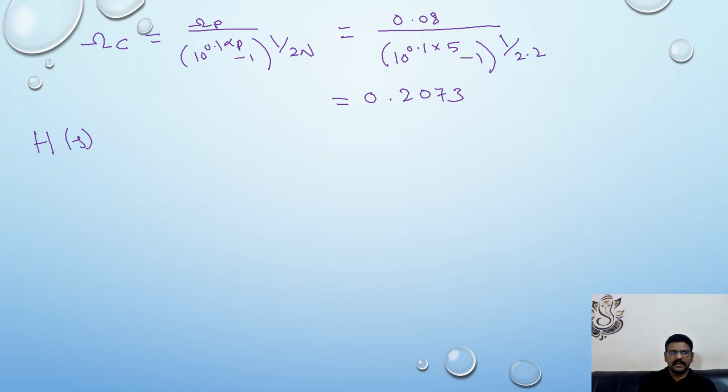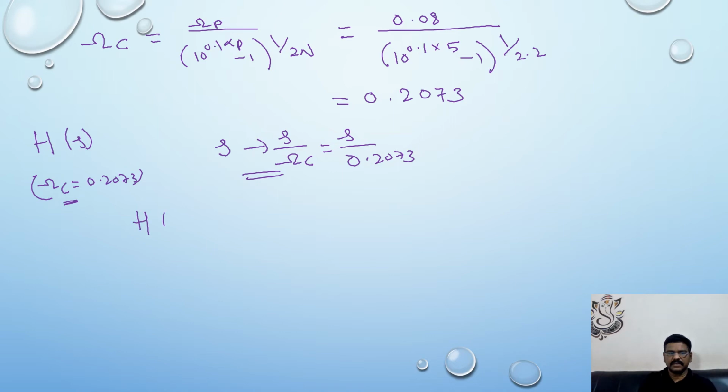Once you have the omega c, we need to find the desired transfer function. Desired means it has the particular omega c value 0.2073. We need to find H(s) for this value. So how to get it? As per the previous discussion, we need to replace s with s by the new omega c. That is s by 0.2073. Now I'll substitute this s by omega c in my H(s).